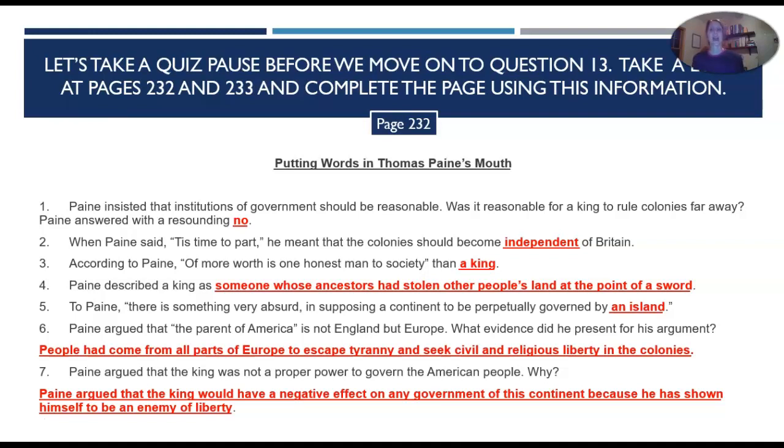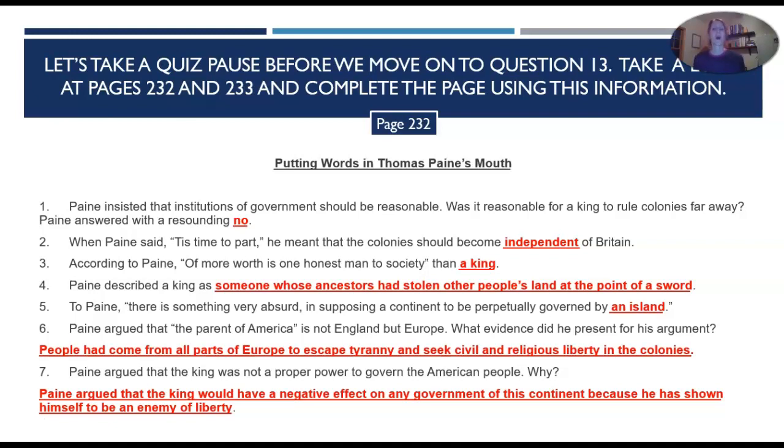Paine described a king as someone whose ancestors had stolen other people's land at the point of a sword. To Paine, there is something very absurd in supposing a continent to be perpetually governed by an island. Paine argued that the parent of America is not England, but Europe. What evidence did he present in his argument?